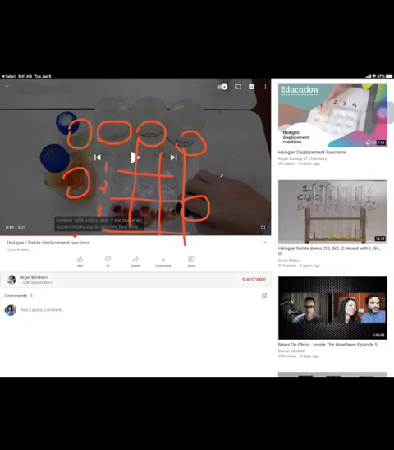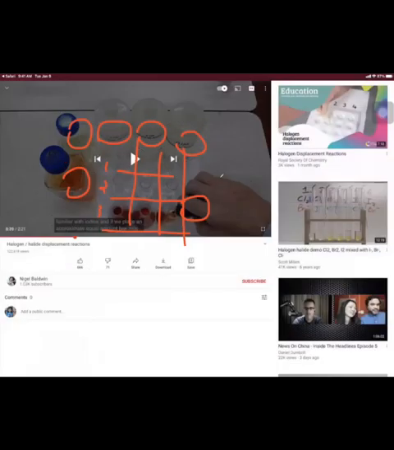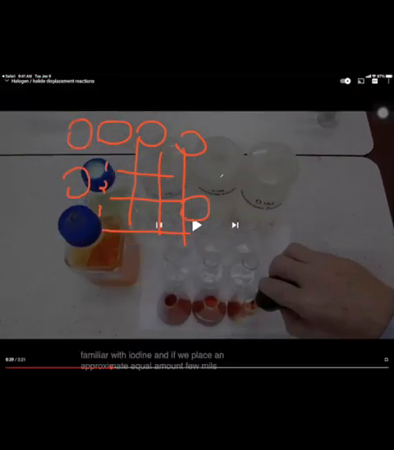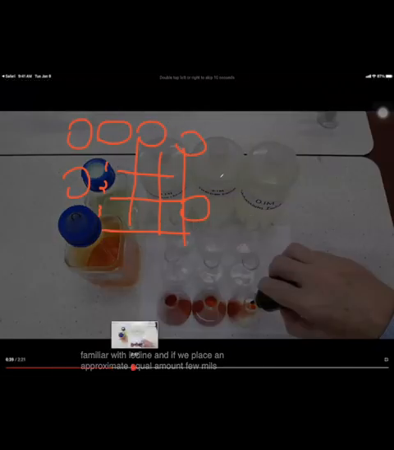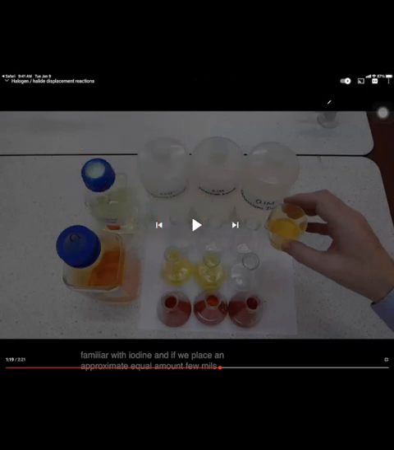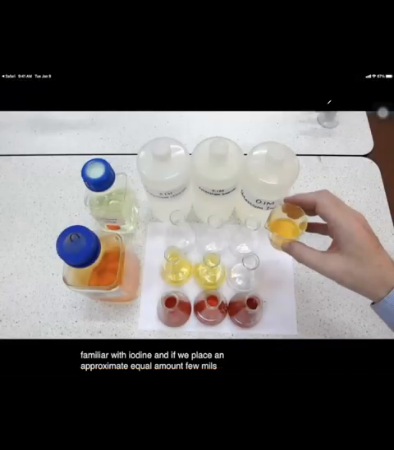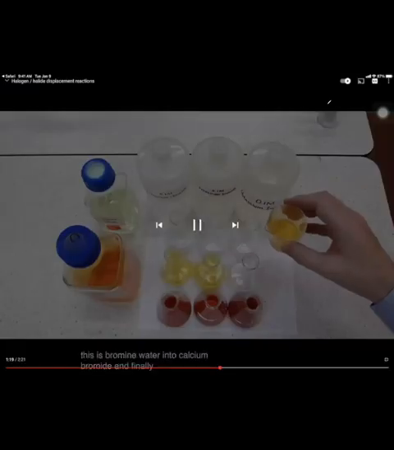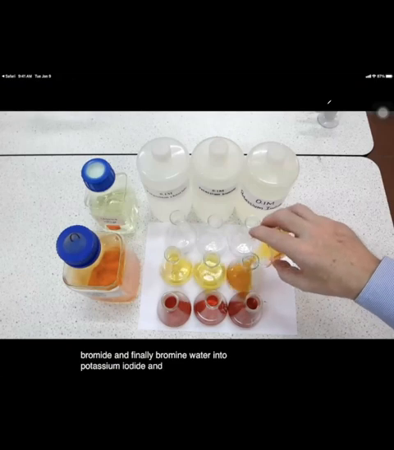Now finally it's good. And then let's go. But my stuff is not in the right place anymore. So now I think the key part is coming. So bromine water is added to iodide.